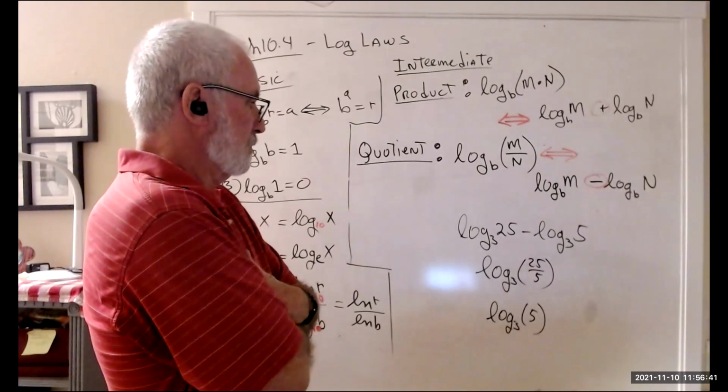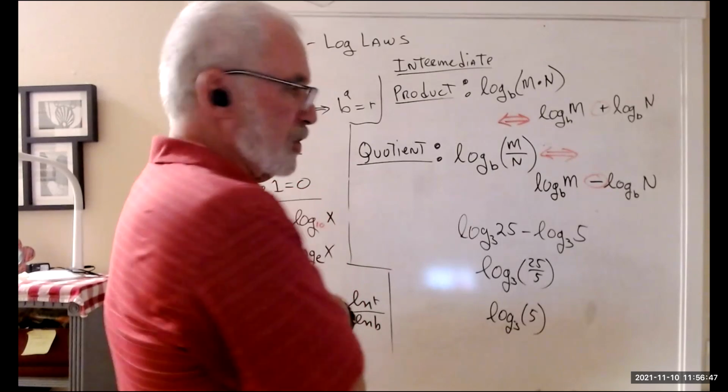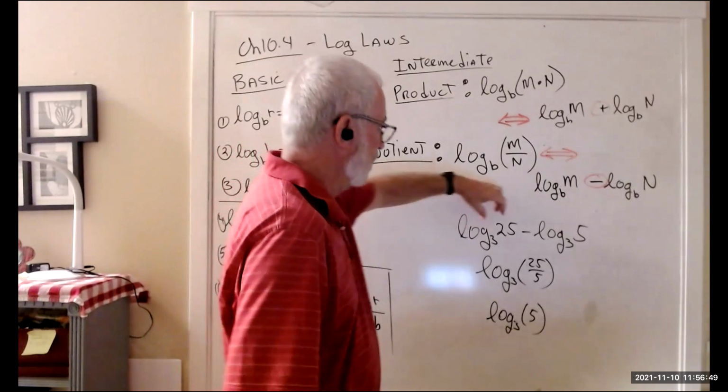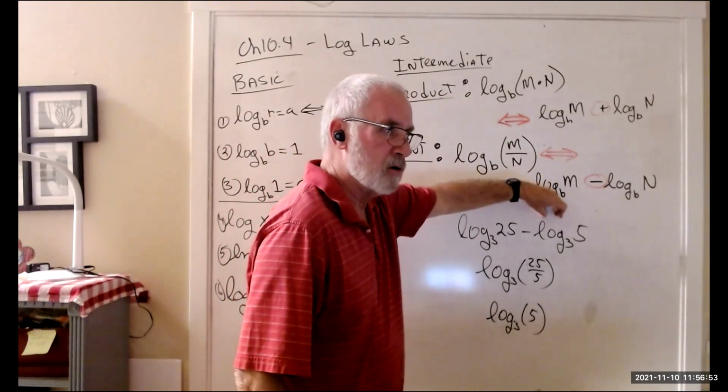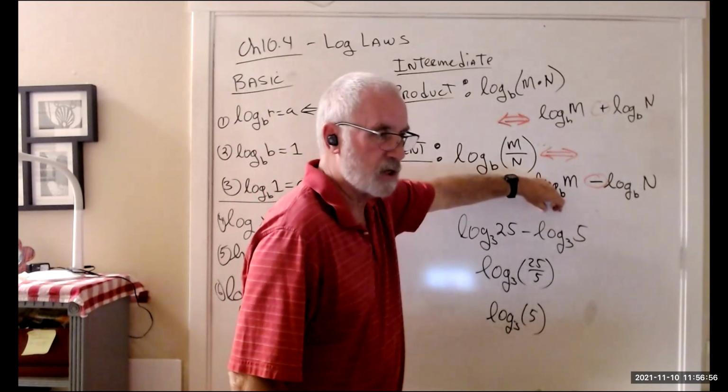Good question. So when you have log base 3 of 25 minus log base 3 of 5, can you just minus it, or do you have to change it to division? If you're going to minus it, then you have to use your calculator. You've got to get the big ugly decimal here and the big ugly decimal here, and then subtract the two answers together.